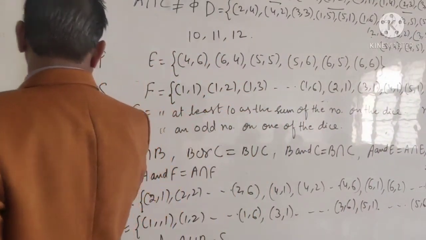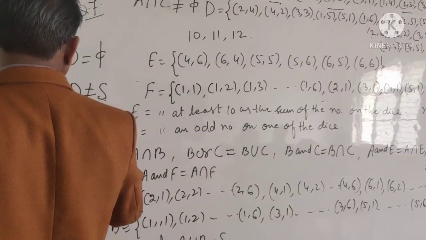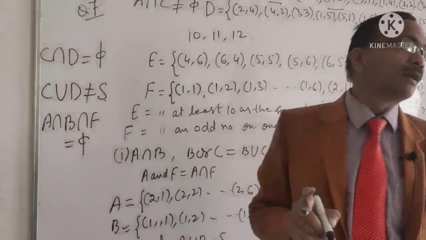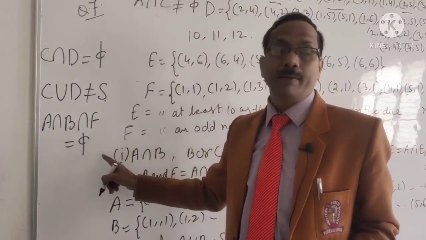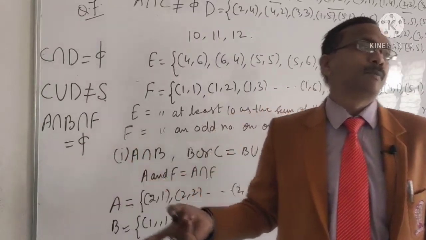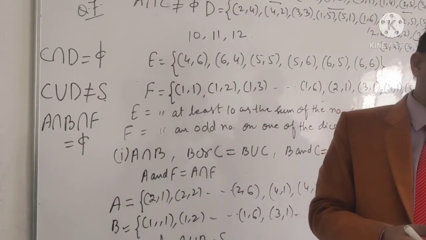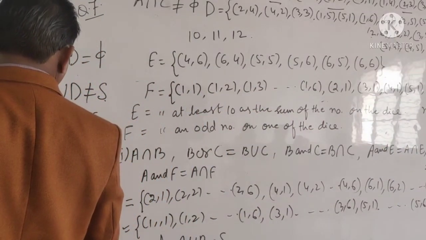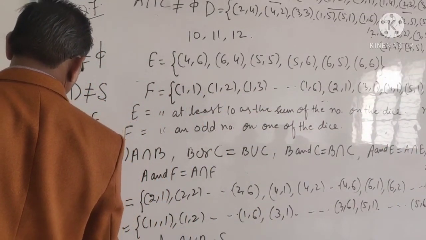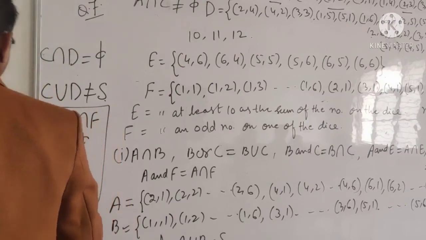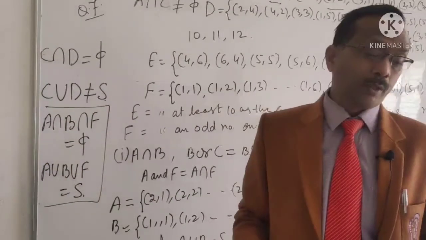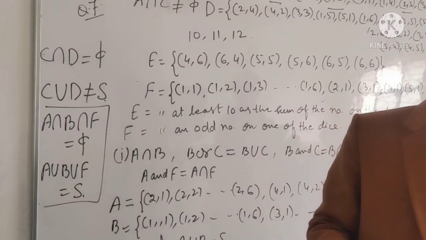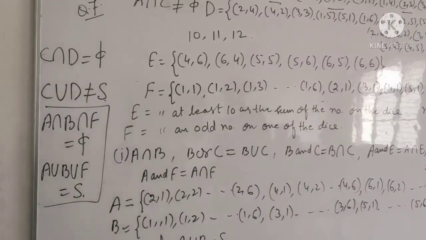See, A intersection B intersection F will be phi, because A intersection B is phi. Phi intersection F becomes phi. So it is mutually exclusive, and it is exhaustive also. If we find A union B union F, then we will get S. So it is mutually exclusive and exhaustive. The G part is true. Okay, this way you will solve this particular question.